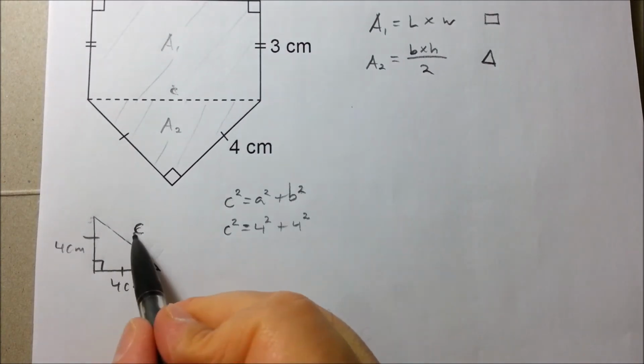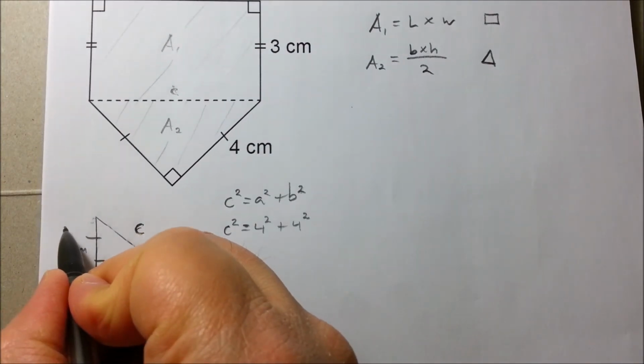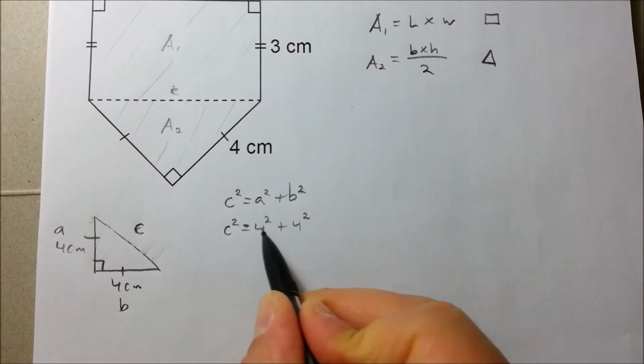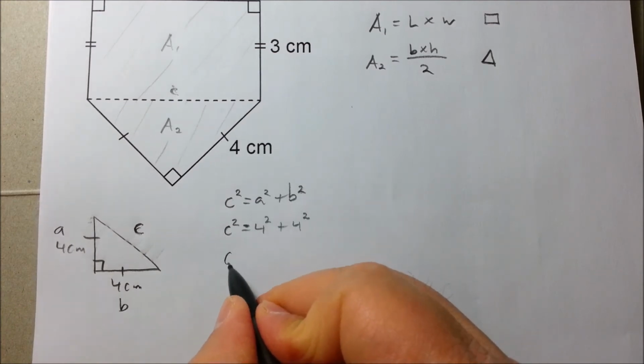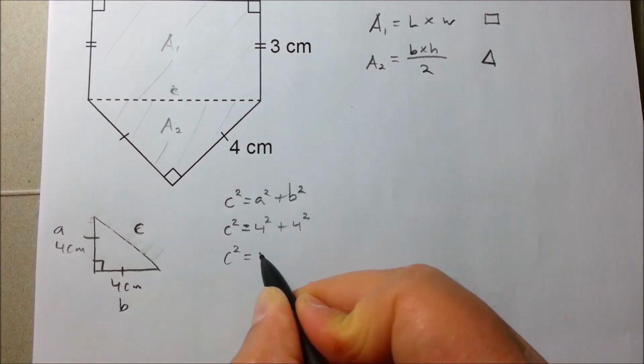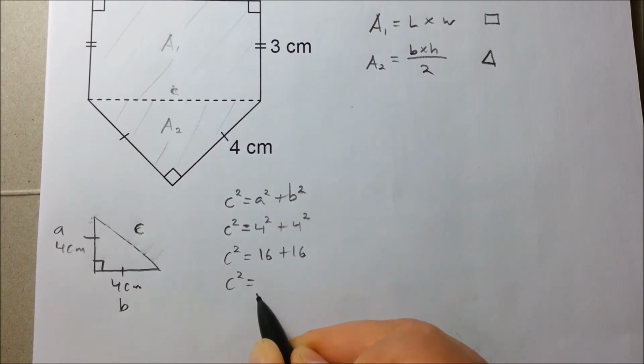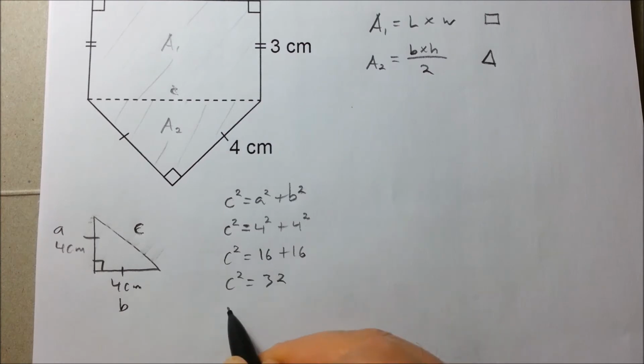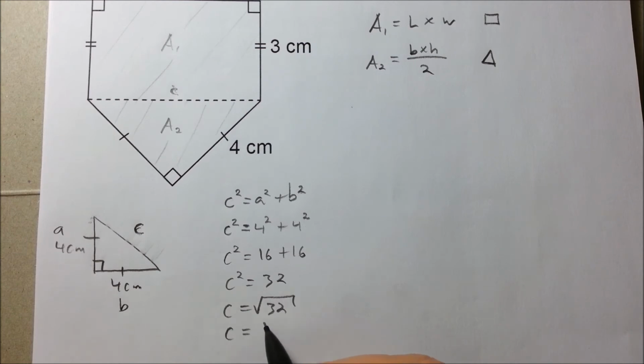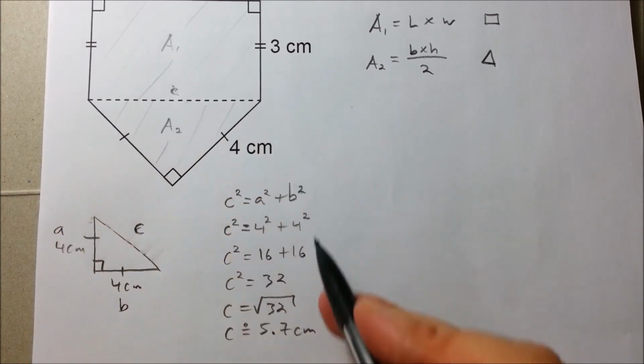Sorry, I should have done this as well. If this is C, that means that this is A and this is B, but they happen to be the same length. So C squared is equal to 16 plus 16. C squared is equal to 32, and we need to square root 32. What is the square root of 32? Well, you put it in your calculator. I'm going to round it off. I'm getting 5.7 centimeters. So now we know what the length of this is.